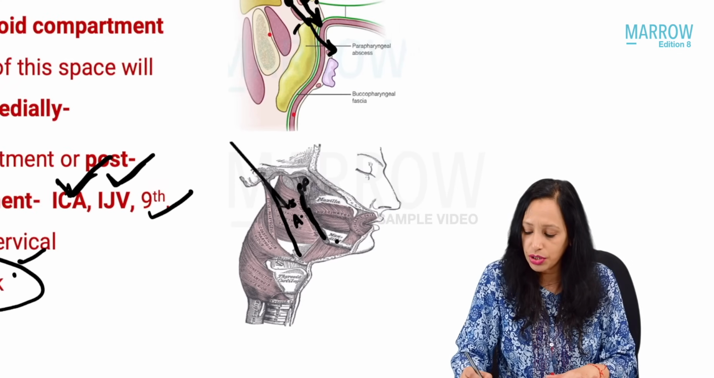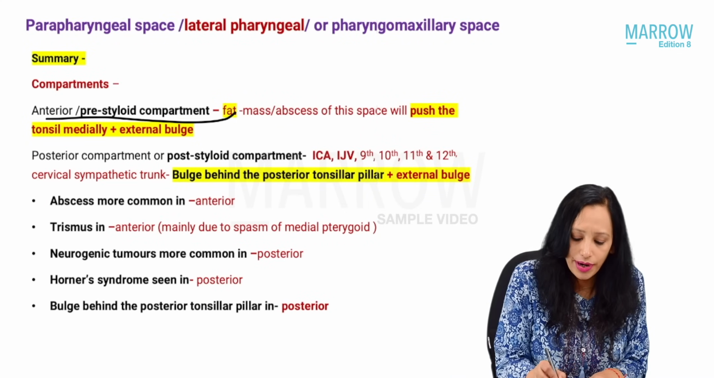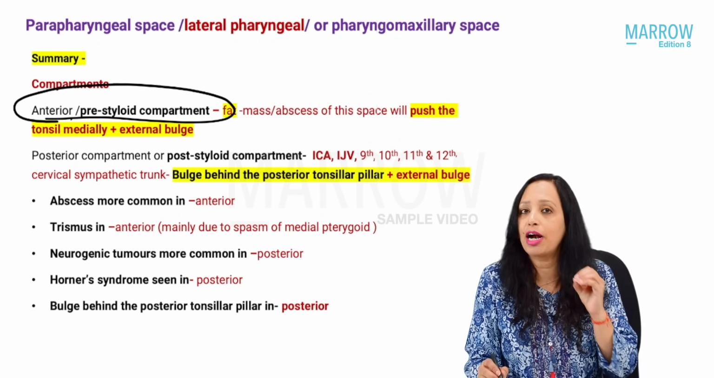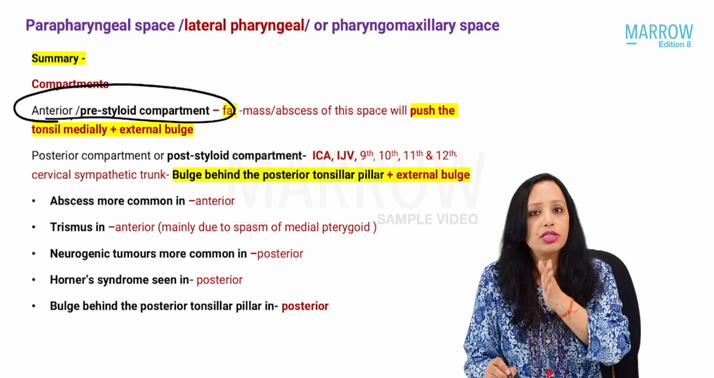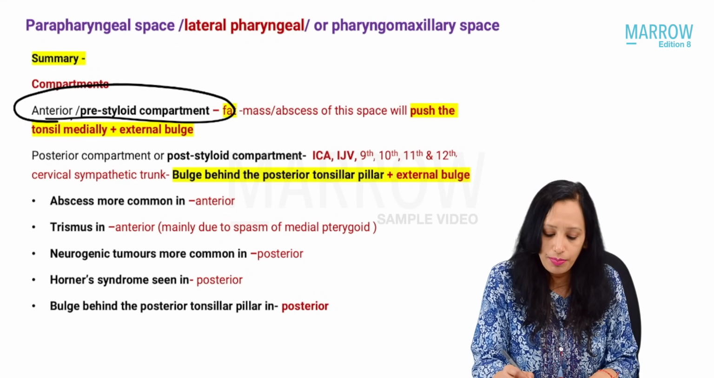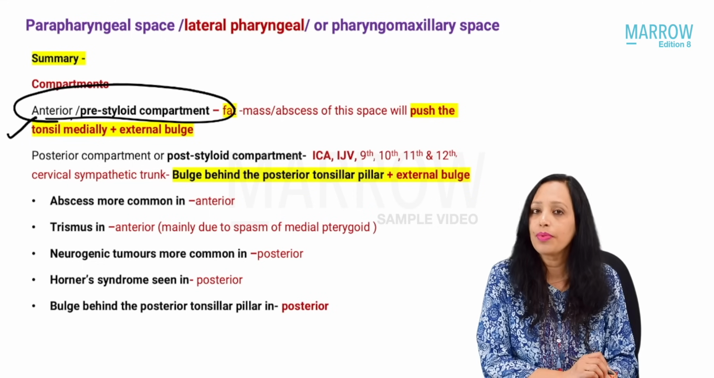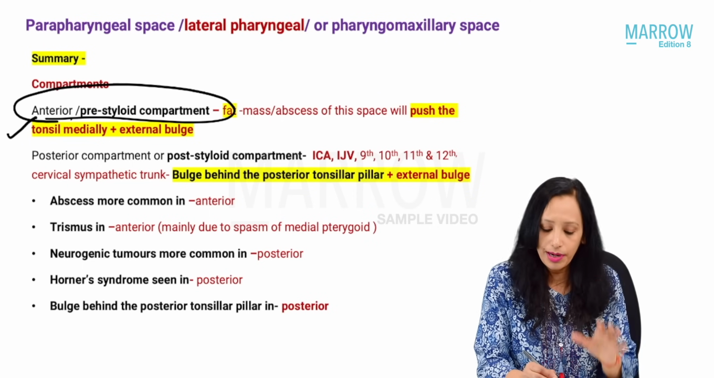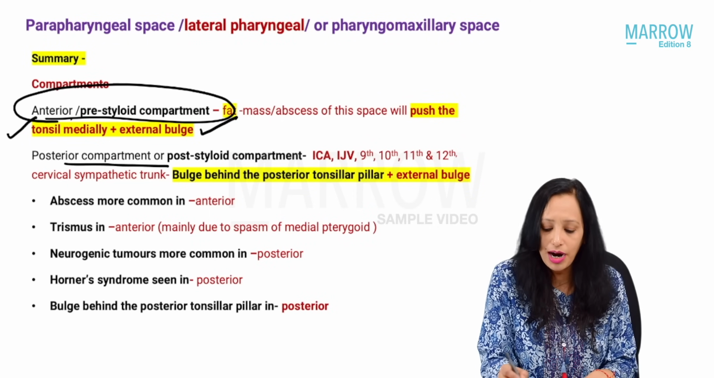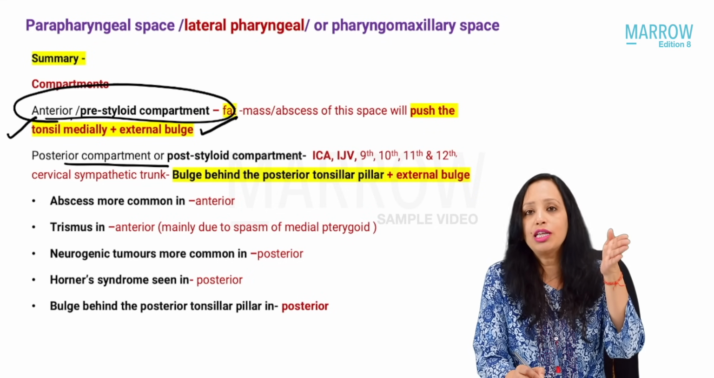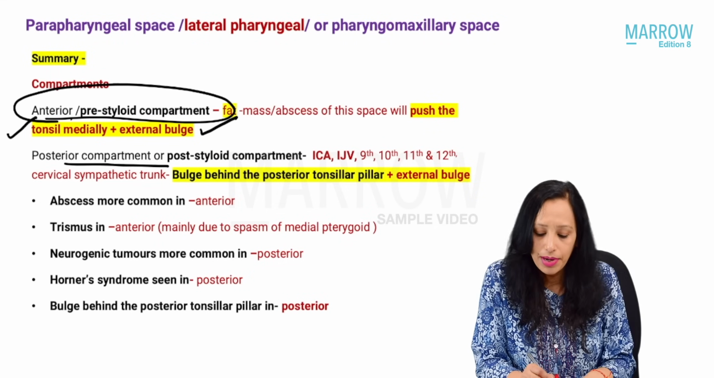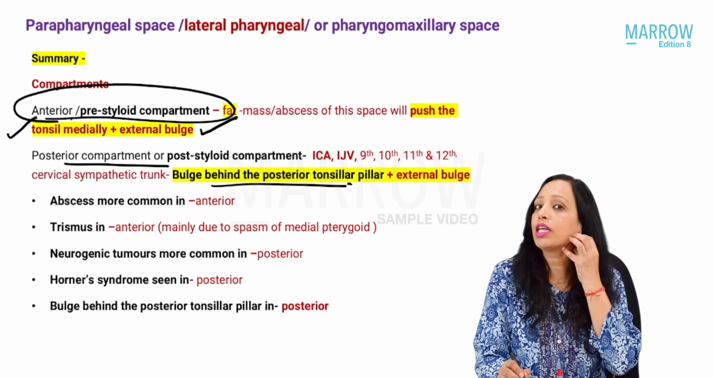So, now let me ask you, if there is a pre-styloid compartment, that is the anterior compartment abscess, where will you see the bulge inside the mouth? Yes, it will push the tonsil medially. And will you see the external bulge? Yes. In the posterior compartment, will you see the bulge inside? Yes. But where? Behind the posterior pillar. And will you see the external bulge?